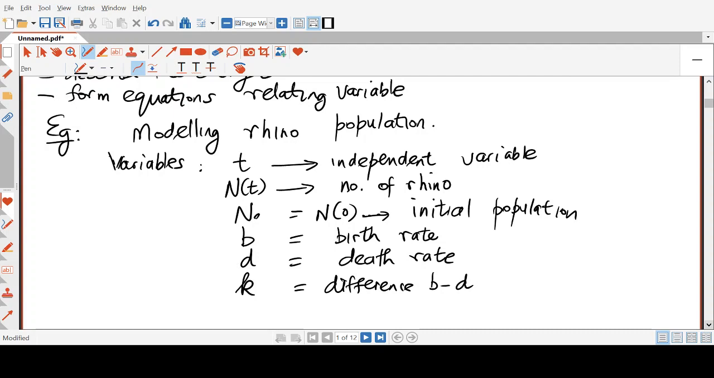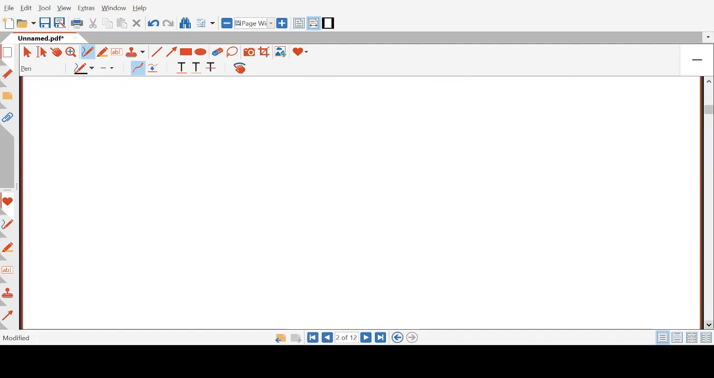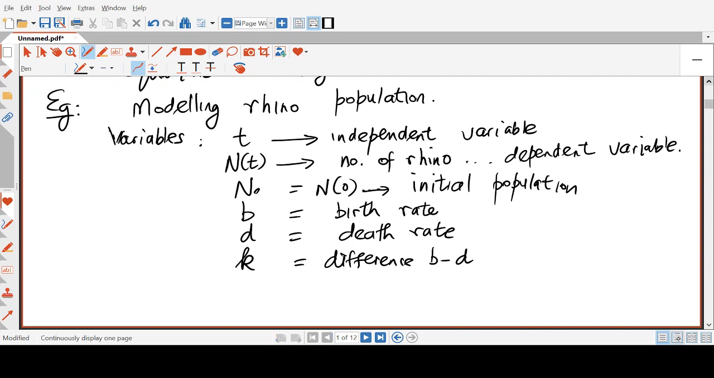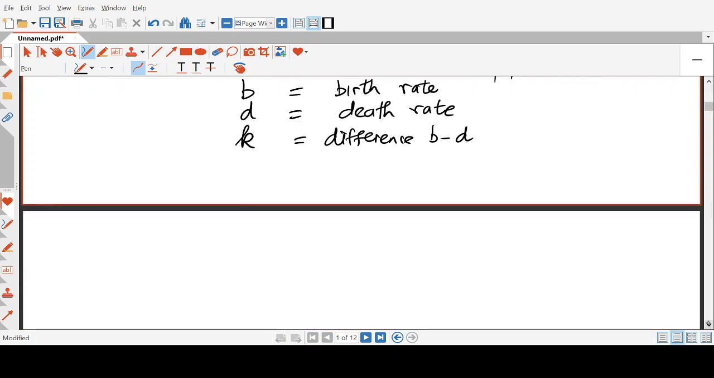Okay, so this is the birth rate and so on. What is it talking about? Independent variables. Yeah, these are called the dependent variables. They depend on T. Dependent variables. And these are like parameters. Birth rate, death rate, and stuff. So these are parameters, things that are supposed to stay the same.